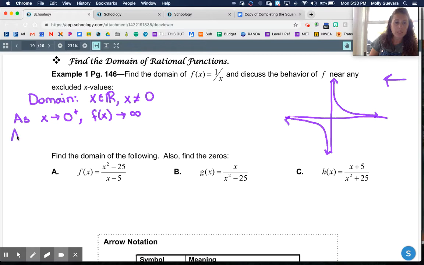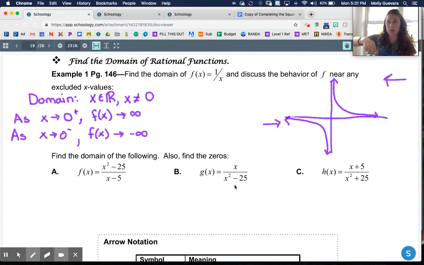Okay, now let's look at the other side. As x approaches 0 from the left. So now I'm getting closer to 0, but I'm going this way. As I get closer and closer to 0, my graph continues to go down, down, down, down. So my f of x, my y values, approach negative infinity. Just keep going down.